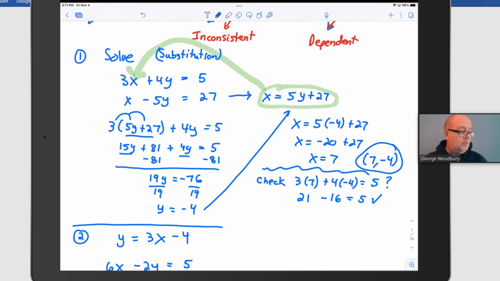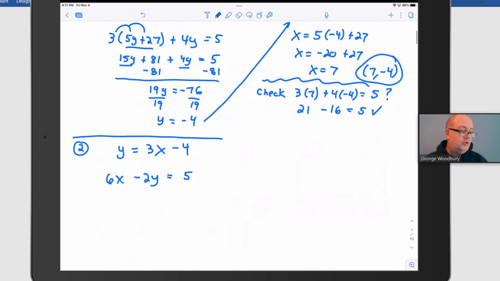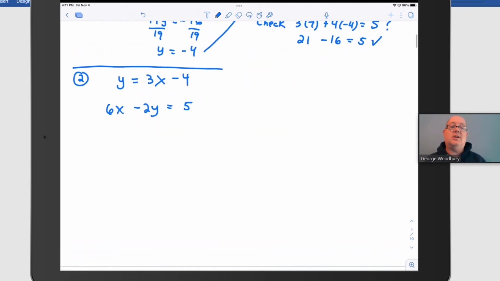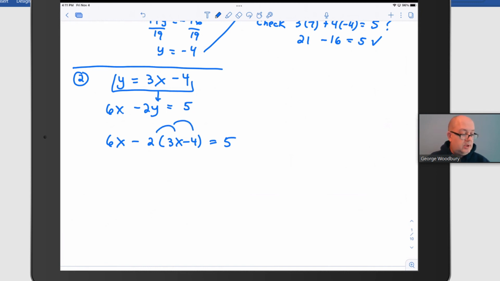Let's take a look at one more that we'll solve by substitution, and this one's really ready to go. I've got y isolated here. I know that y is the same as 3x minus 4, so I can take that and substitute it for y in the other equation. When I make that substitution, I get 6x minus 2 times (3x minus 4) equals 5. Let's solve. Distribute the 2.